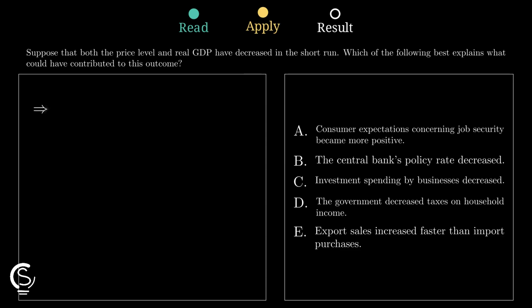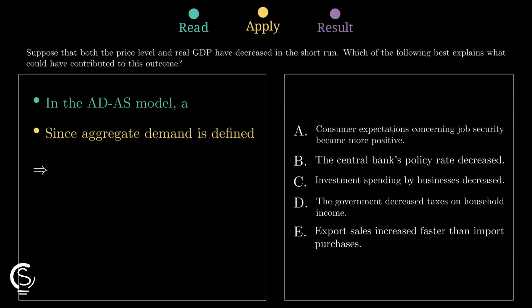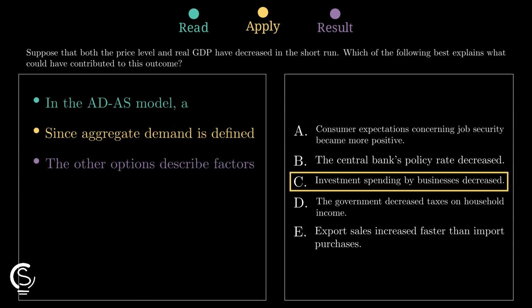Since aggregate demand is defined by consumption, investment, government spending, and net exports, a drop in business investment spending directly reduces demand. This perfectly matches the scenario described in our original problem. Other options describe factors increasing demand or shifting supply differently. Therefore, decreasing business investment is the only logical cause for this specific economic contraction.